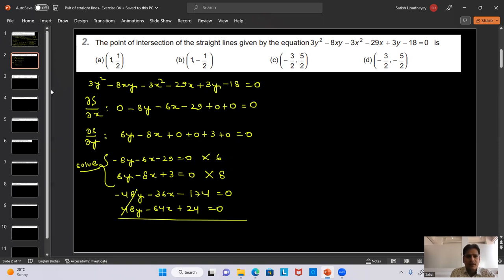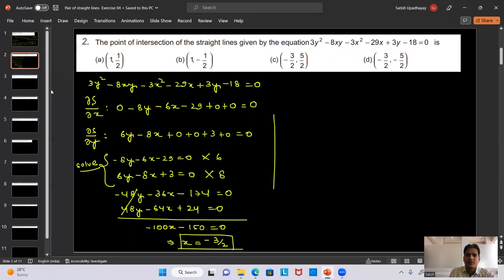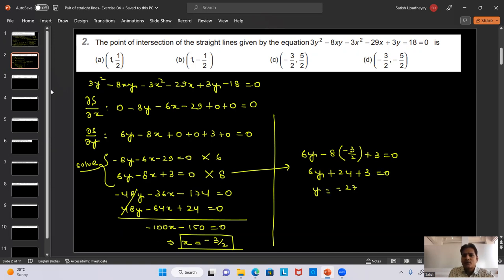Now add both these equations, we will have minus of 100x and minus of 150 equal to 0. So from here we get the value of x as minus 3 upon 2. So this is our x coordinate of the point of intersection. Now put this value in any of the equations. So if I put here x equal to minus 3 by 2, 6y minus 8 times minus 3 by 2 and plus 3 equal to 0. So we got the value of y as minus 27 upon 6.